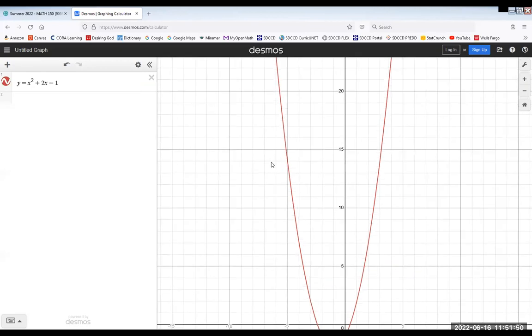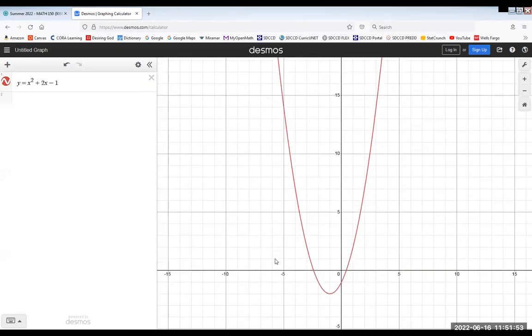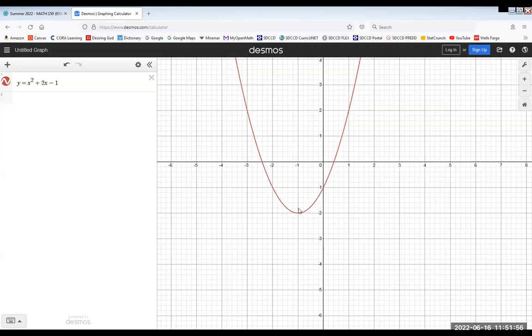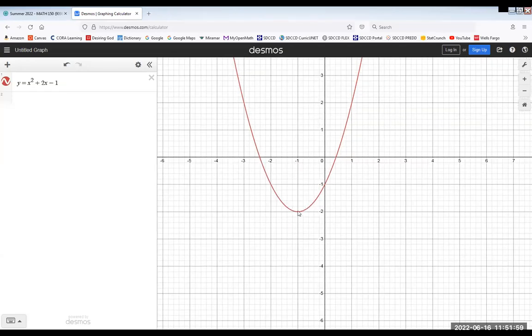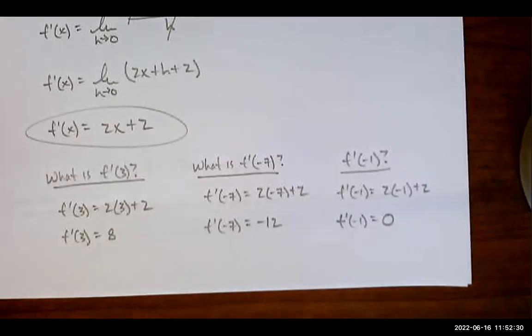At -7, that's back here, much higher. That slope was -12. The 0 here at -1, wow, that's right at the very bottom of the curve. Why would it be that the slope of the tangent line is 0? What would the tangent line be doing right there? Well, if it's the point at the very bottom of the parabola, wouldn't the tangent line be a horizontal line that just kind of grazes past right there? Well, the slope of that horizontal line would be 0. Interesting. Just kind of a nifty thing to point out.